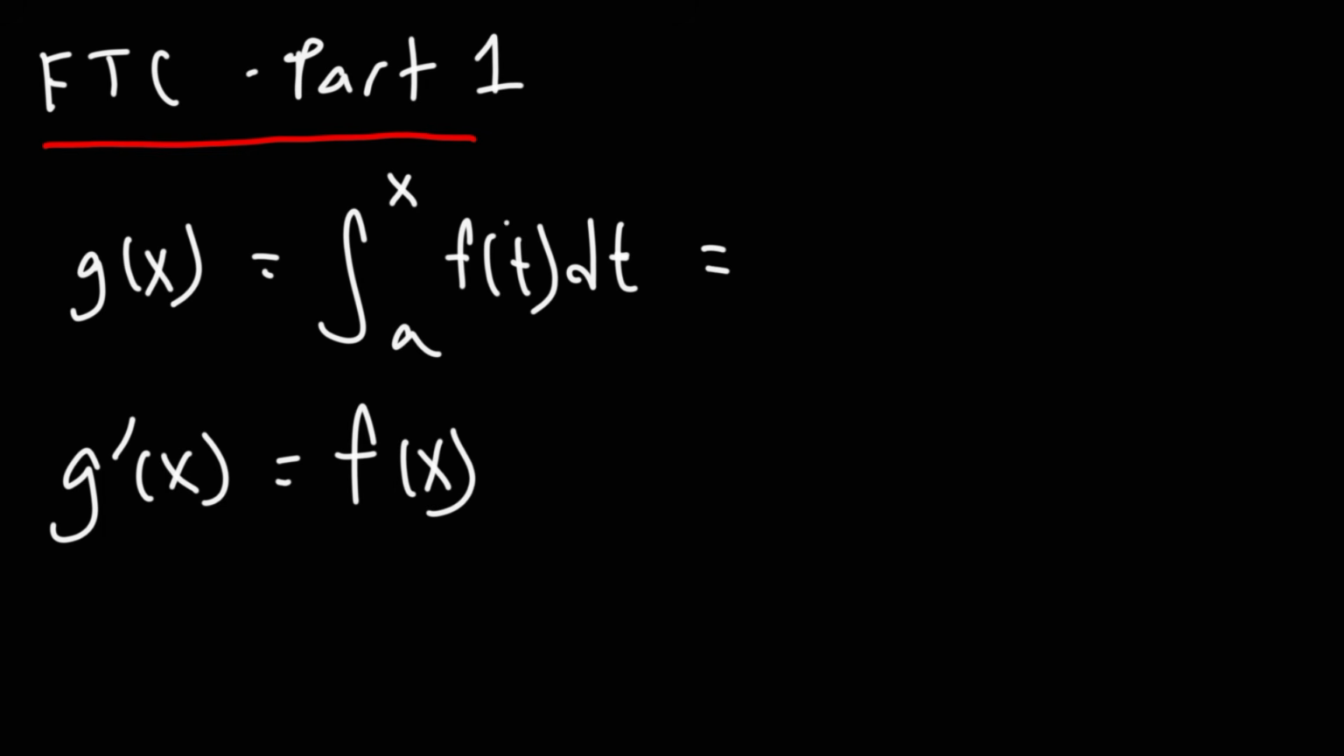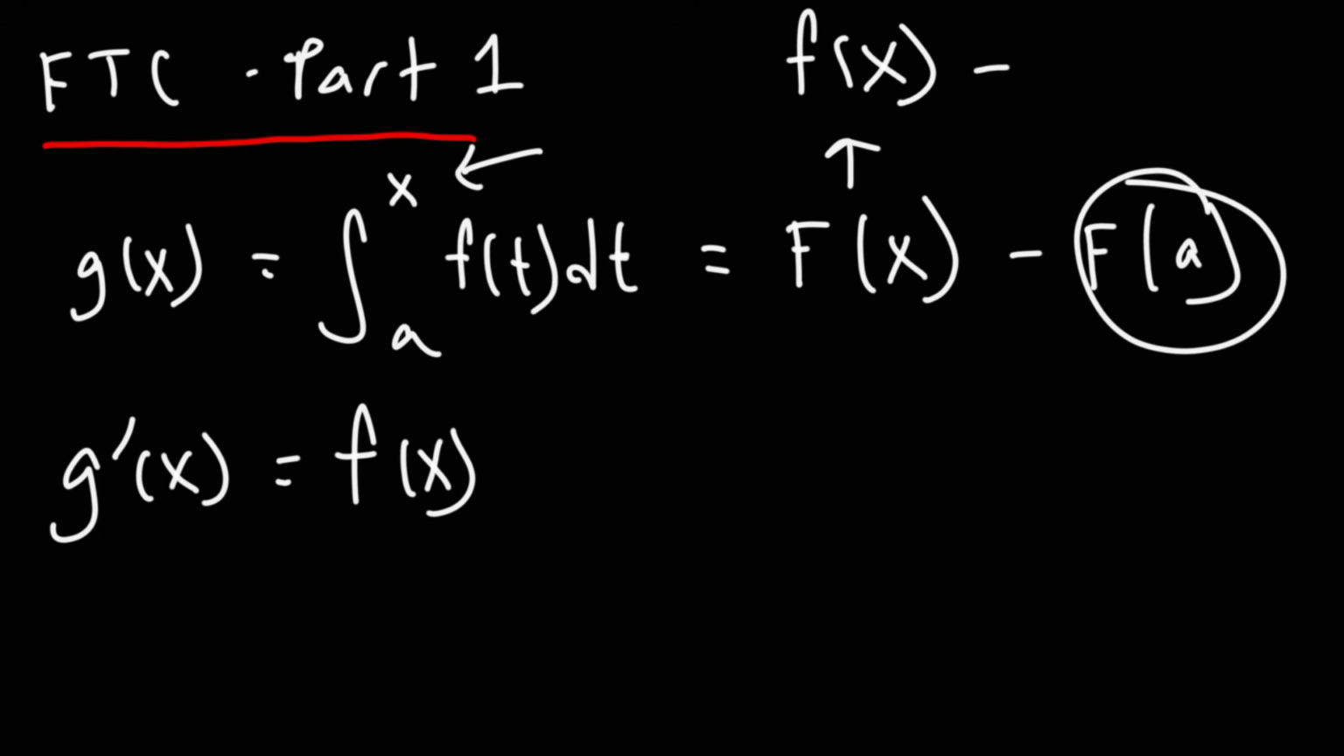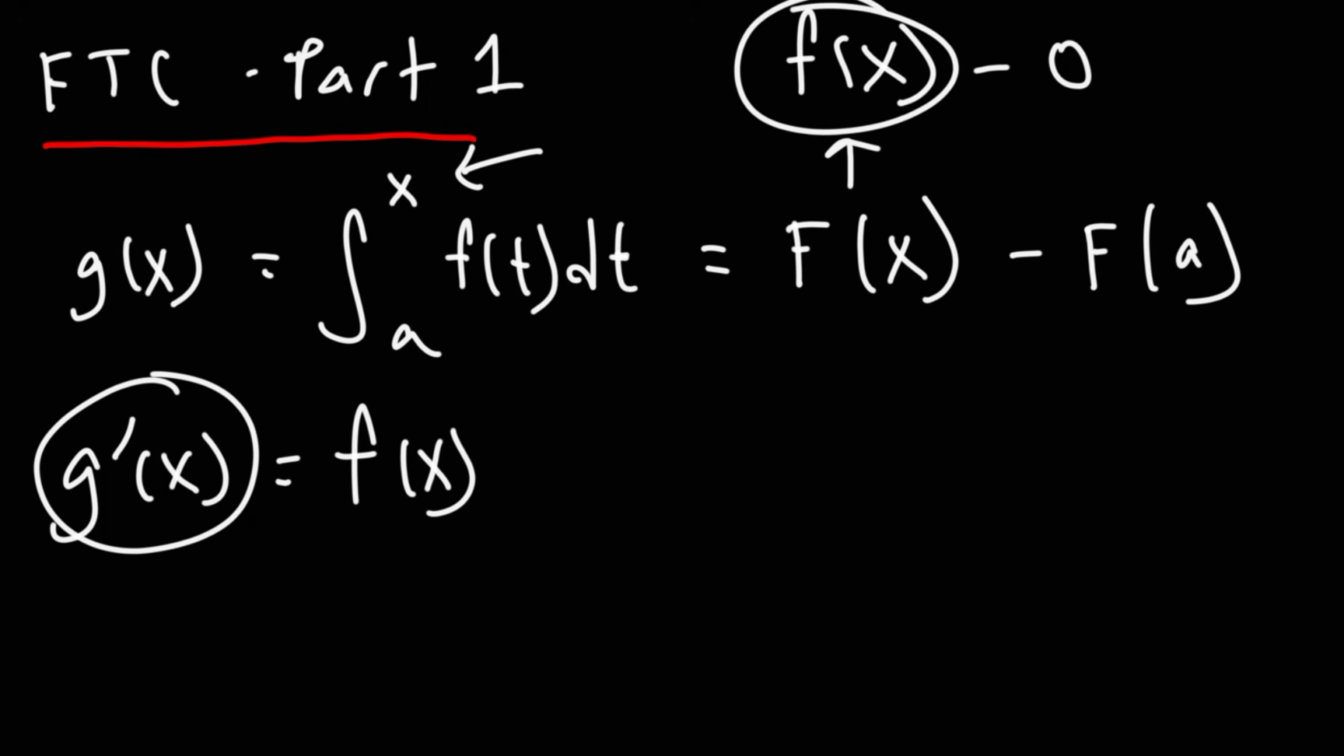And here's why. Once we integrate lowercase f, we'll get capital F evaluated from the top integrand minus the bottom one. Now, if we differentiate g of x so we can get g prime of x, we need to take the derivative of the results on the right. The derivative of capital F is lowercase f, and the derivative of a constant is 0. So we can see that g prime of x will equal f of x.